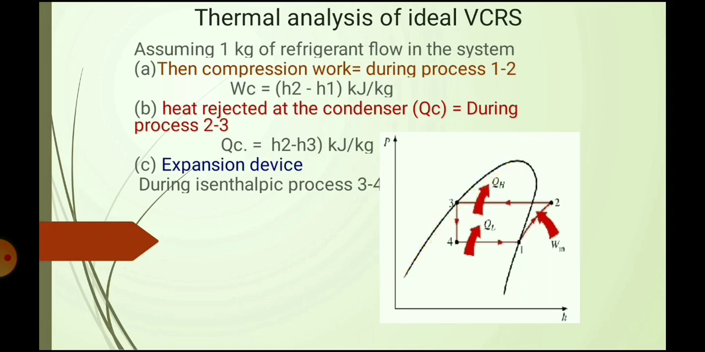Because point 3 is on the saturated liquid line, we all know that will be written as HF3. F stands for saturated, so the point is on the saturated liquid line. So what is HF? HF is the enthalpy of saturated liquid at which pressure? At the pressure of point 3. Therefore this is HF3, and H3 can be written as HF3.